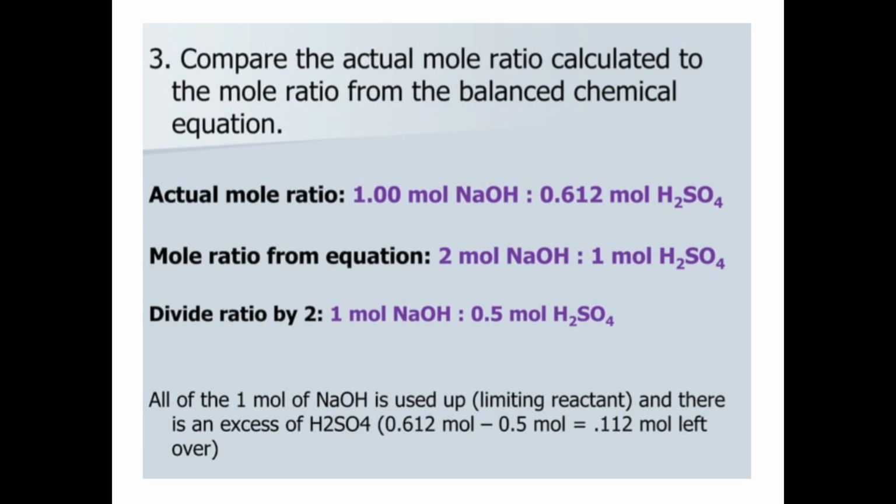Again, if you want to compare, observe that you have the actual mole, the stoichiometric mole, and you divide by the mole ratio. If you divide both sides by 2, you have 1 and 0.5. So 1 minus 1, that's the actual mole minus the required, and you get 0. Then 0.612 minus 0.5, you are left with 0.112. So your excess reactant is H2SO4, and your limiting reactant is NaOH.